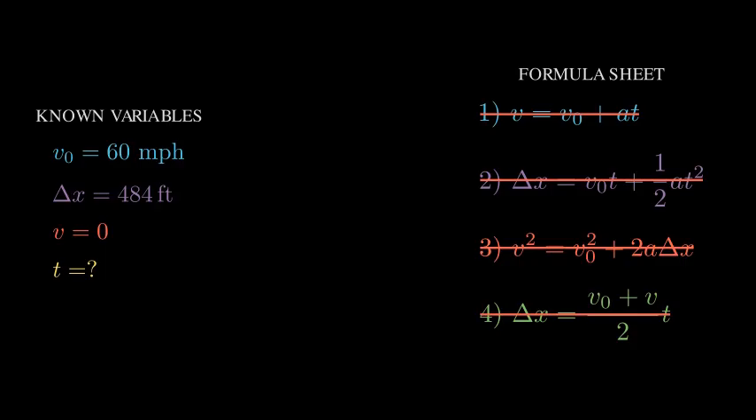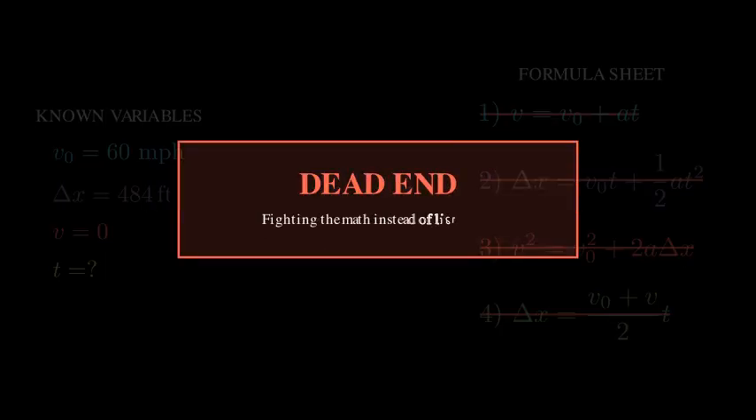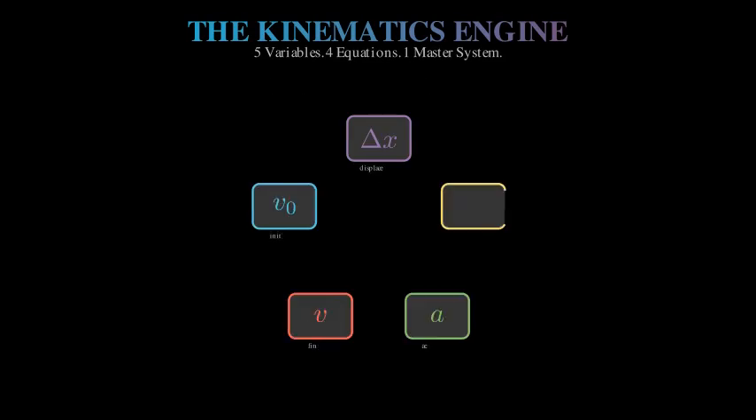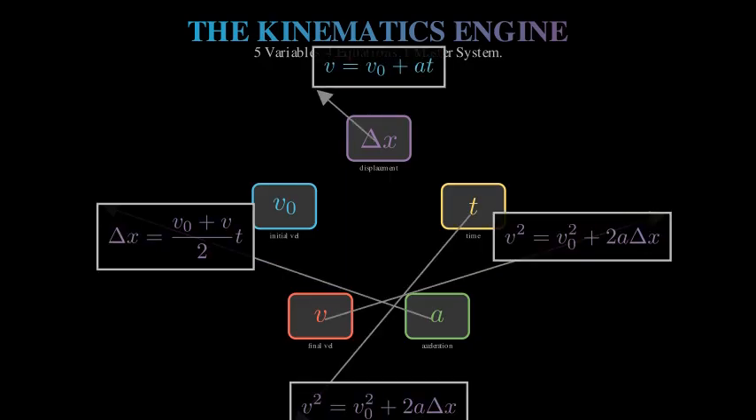It feels like a dead end because you're fighting the math instead of listening to what the data is telling you. But look closer at your variable list. You have initial velocity, final velocity, and displacement. You want to find time. Now look at what is missing. Acceleration. Nobody gave it to you, and nobody asked you to find it.